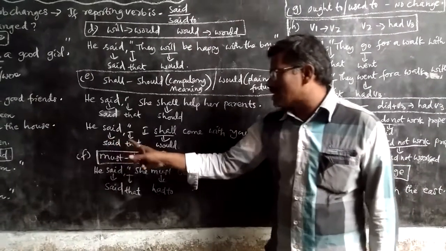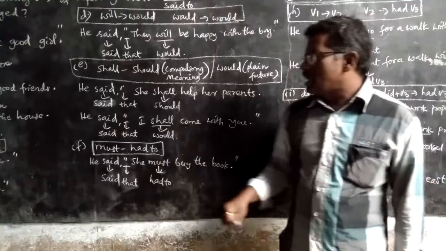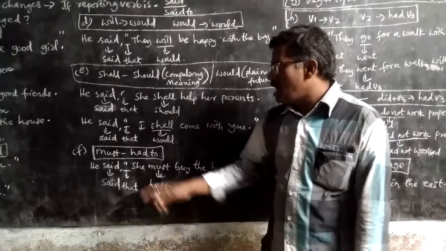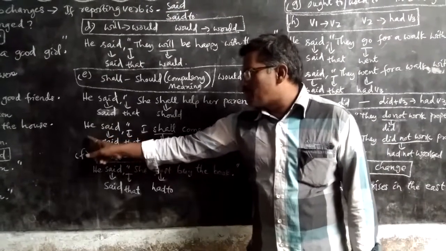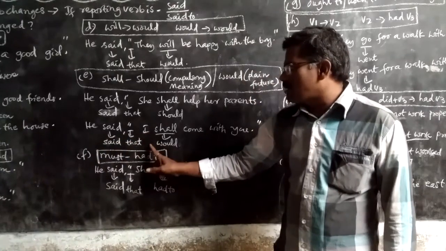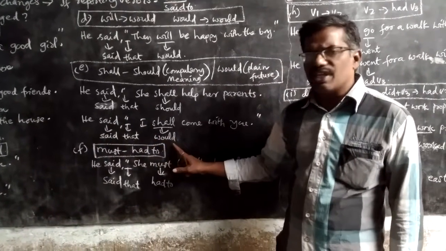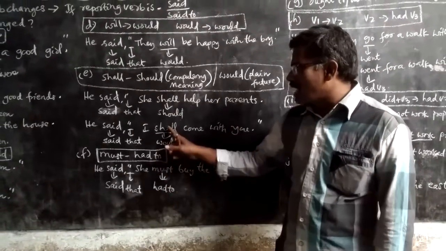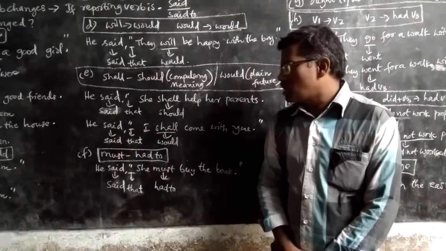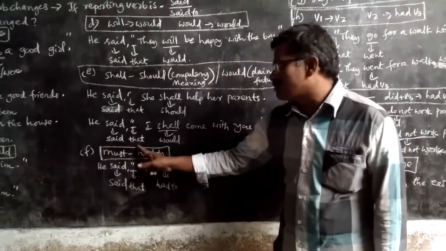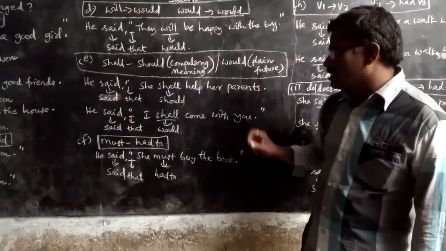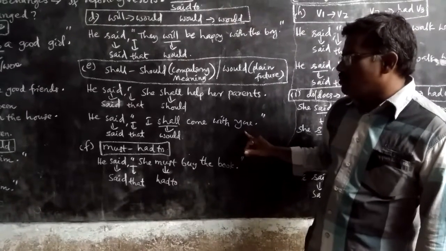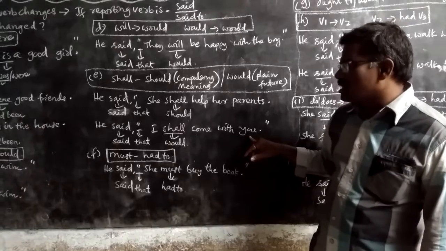Whereas here, he said I shall come with you. Here shall shows the plain future. So shall can become would here. And here I represents he, and I becomes he. So he will agree with would, not should. So as it shows the simple future, we can write would instead of should. So the answer will be he said that he would come with me. Here you is there, this will be learnt later on. So here we can write me.